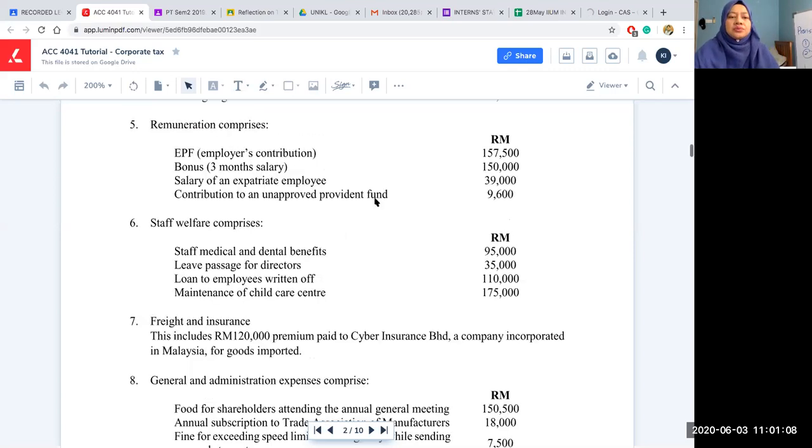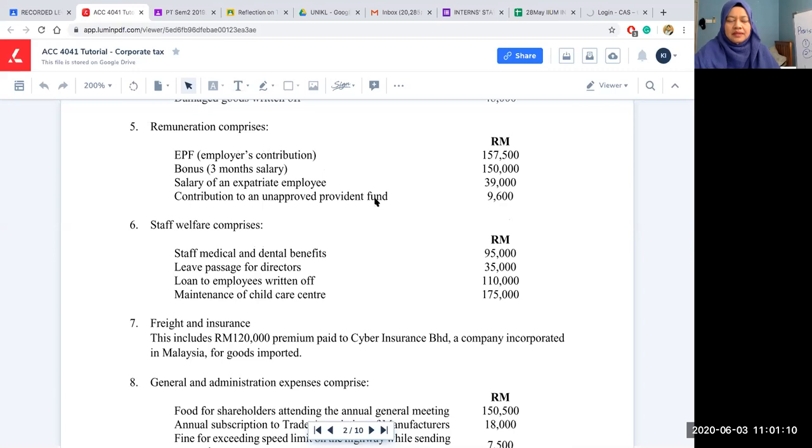So next we go to remuneration. Alright, remuneration comprises EPF, employer's contribution of 157.5, bonus of 3 months salary 150,000, salary of an expatriate employee, and then contribution to an unapproved provident fund. So dia ada 4 item, then you must have the 4 items in your answer. Okay, number 1, talking about EPF contribution.